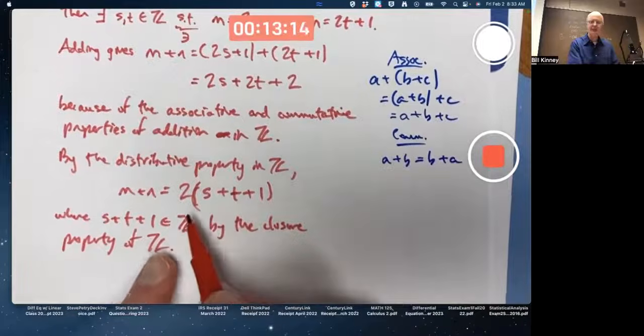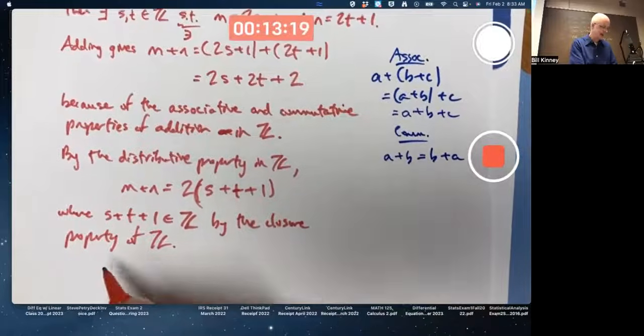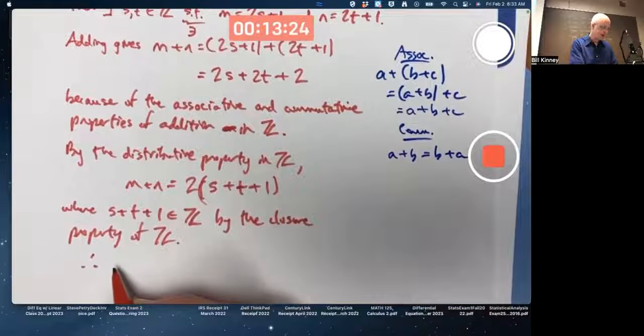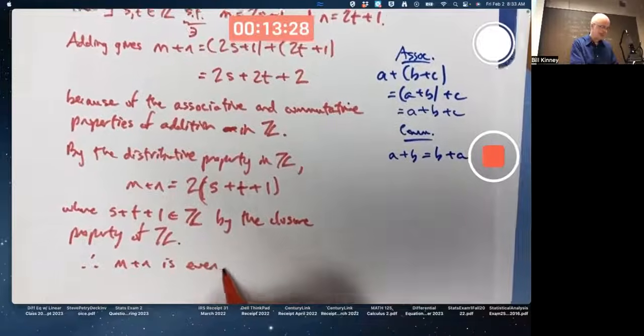So I've proven m plus n is 2 times some integer. That means m plus n is even. 3 dots like that means therefore, that's a fine shorthand. M plus n is even, and we are done.